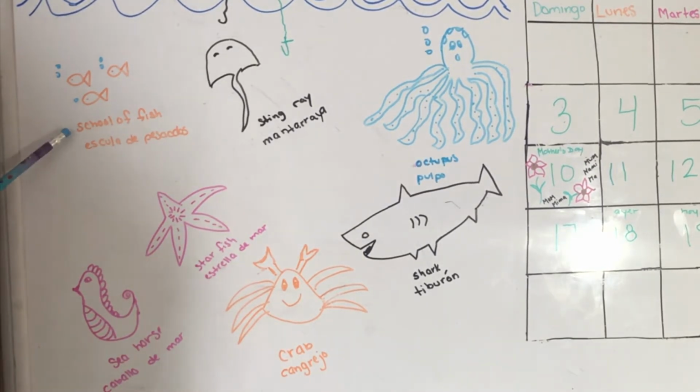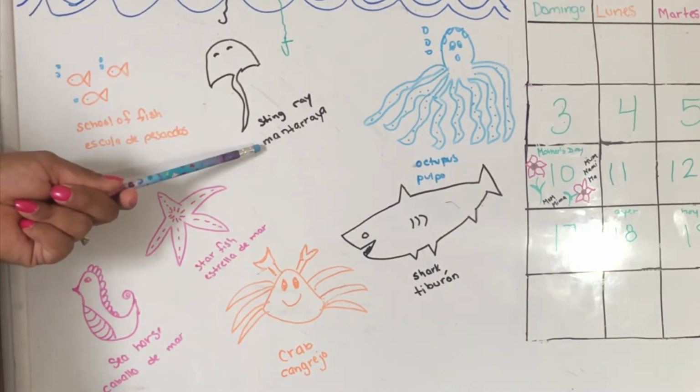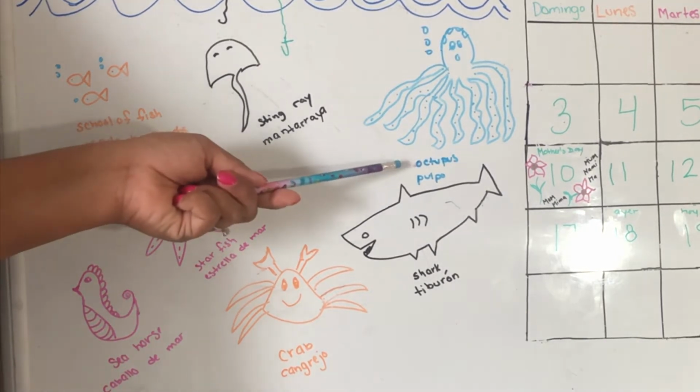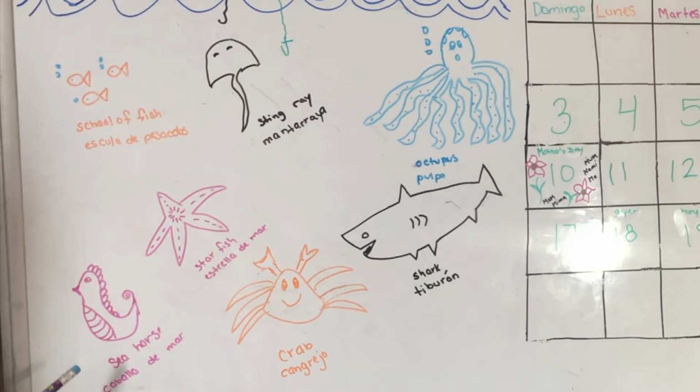So, school of fish means a group of fish. And in Spanish, you say escuela de pescado. Stingray in English, in Spanish, you say mata raya. Octopus in English, in Spanish, you say pulpo. Seahorse in English, in Spanish, you say caballo de mar.